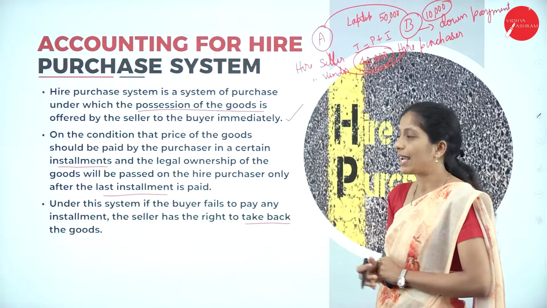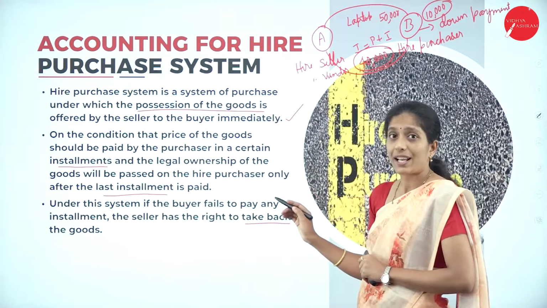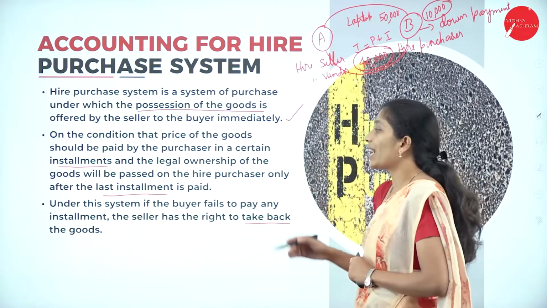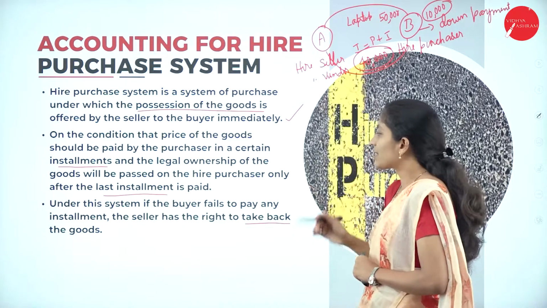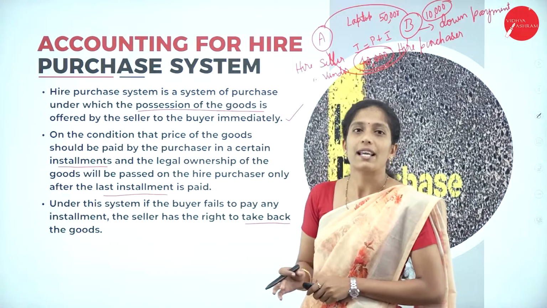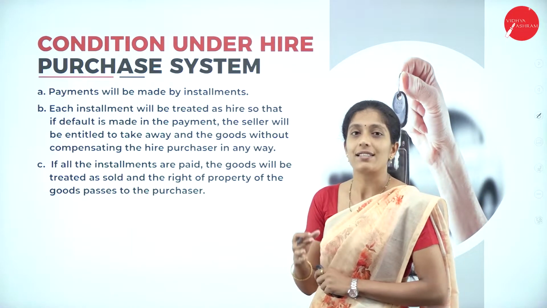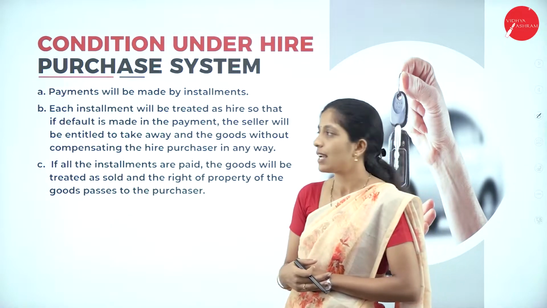So this is about the hire purchase system, where, if the buyer, that is B, fails to pay any installment, the seller has a right to take back the goods. Now let us see what are the conditions to be considered during this hire purchase system.